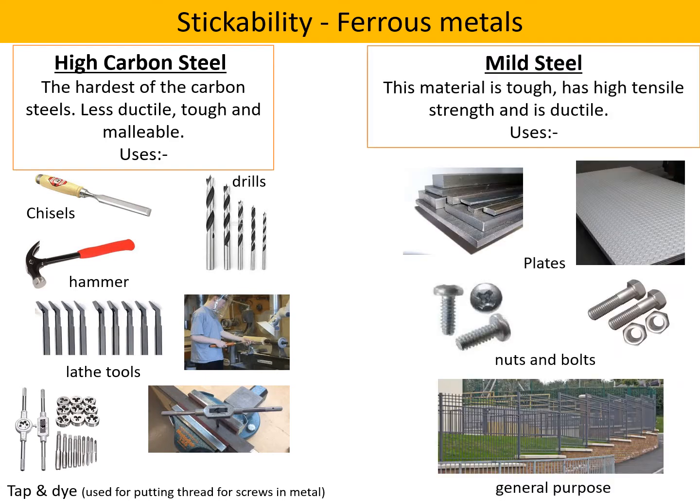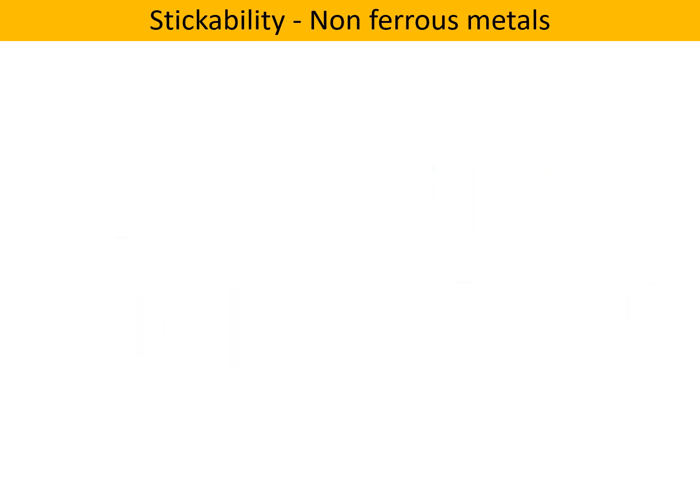Another type of ferrous metal is mild steel. Obviously, this is a little bit softer than high carbon steel, which means that it is more ductile. It does have a high tensile strength. This is used for metal sheets, nuts and bolts.